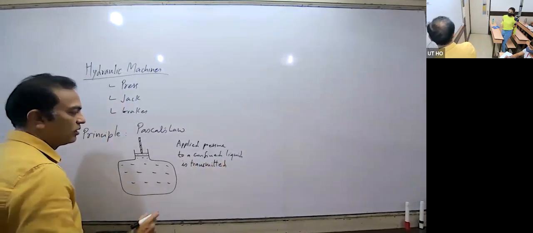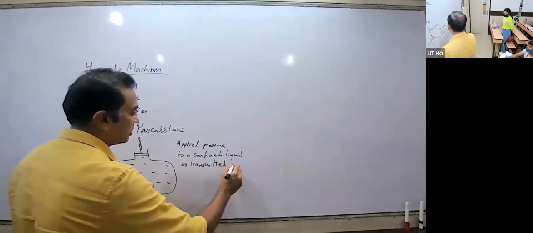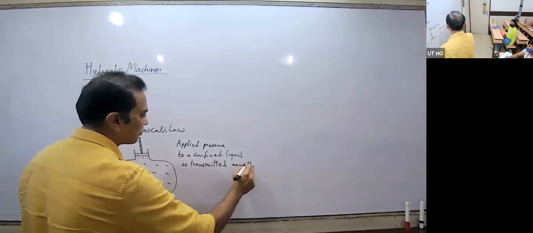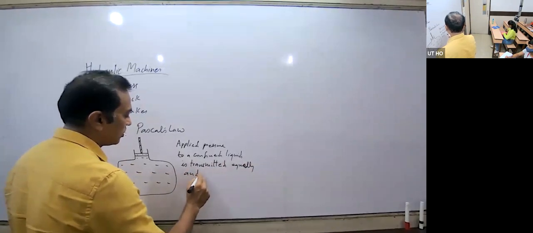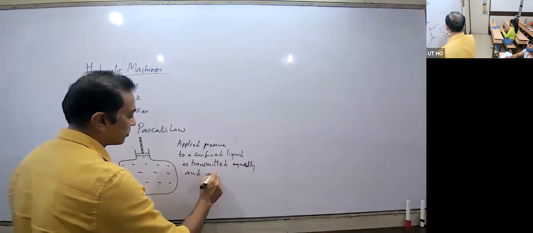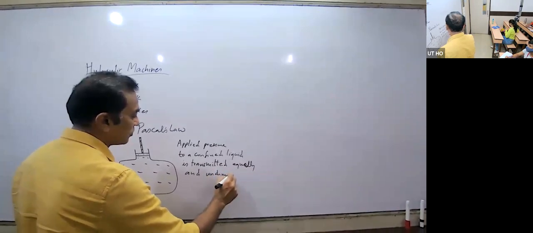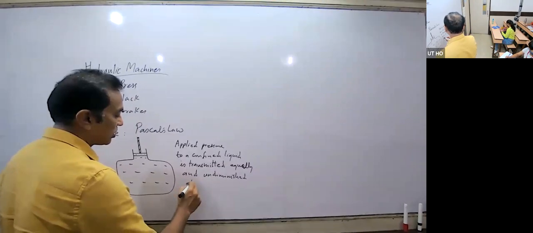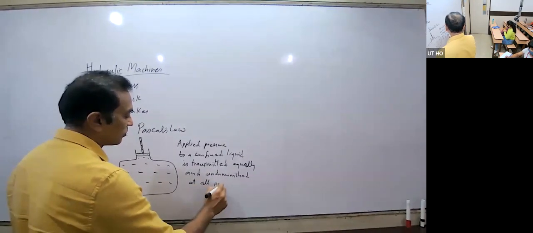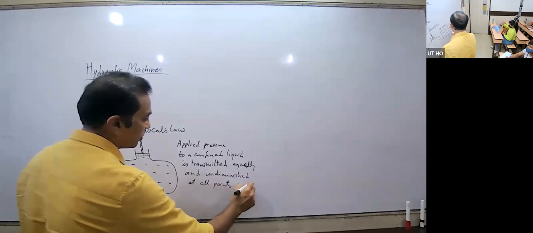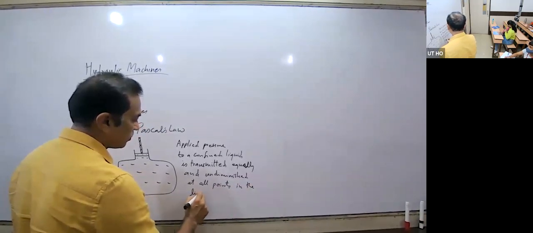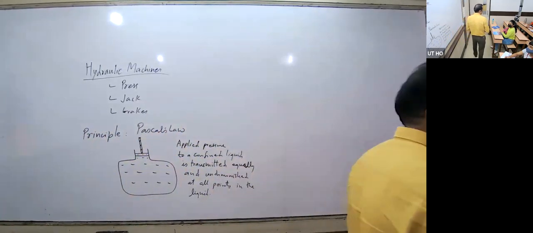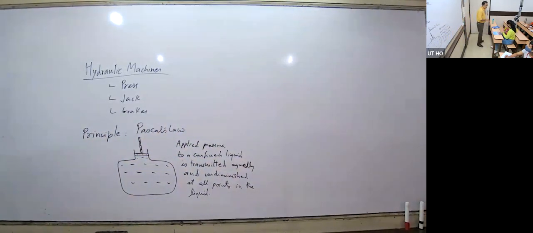Applied pressure to a confined liquid is transmitted equally and undiminished at all points in the liquid. So this you need not write. I think you've already done this. So anybody has any doubts so far?